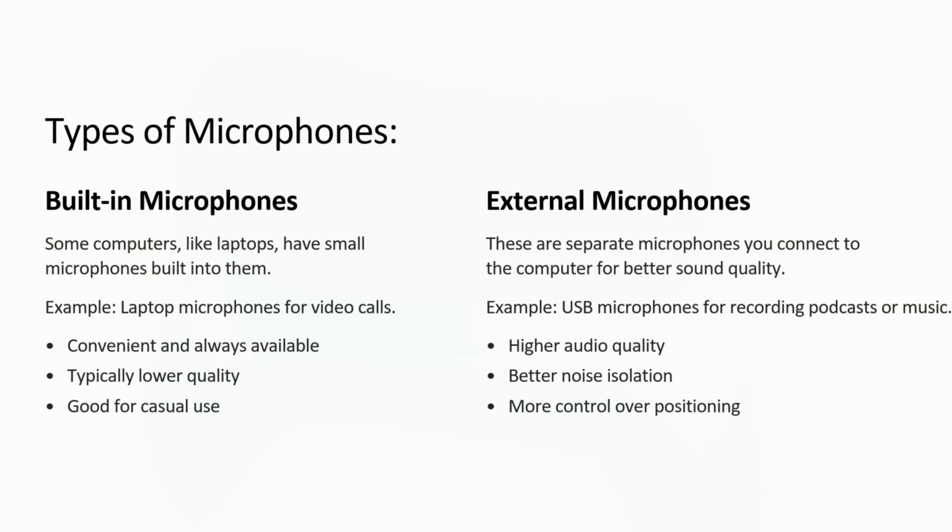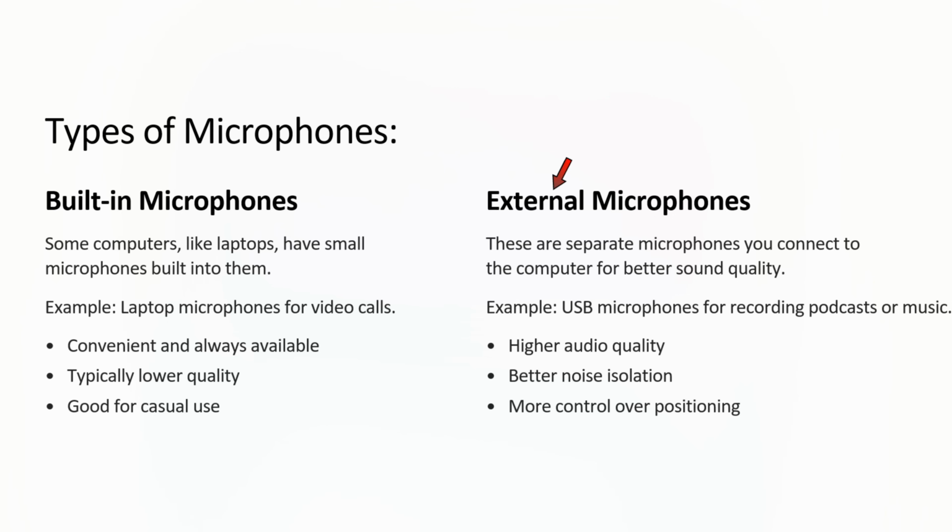What are the different types of microphones available? First one is built-in microphones. Some computers, like laptops, have small microphones built into them. For example, laptop microphones for video calls. It is convenient and always available, typically lower quality and good for casual use.